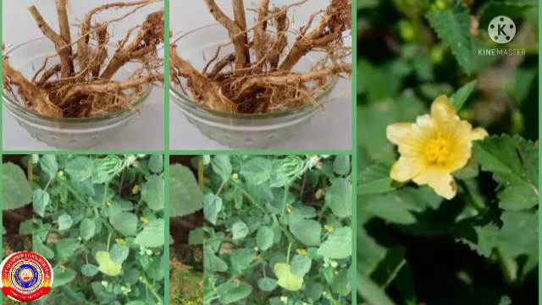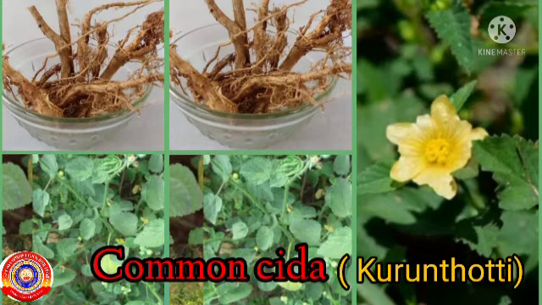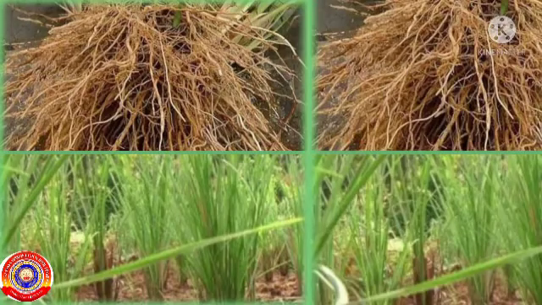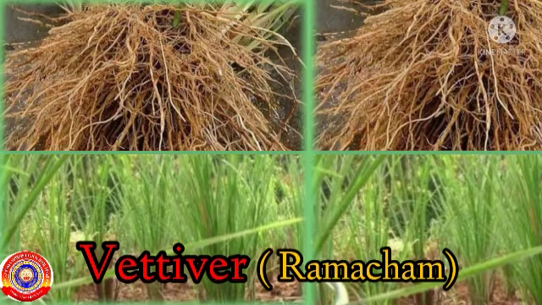Can you identify this plant? Okay, this is common sida. Its another name is kurundoti. The roots of these plants are used for skin disorders and for healing wounds. You know the name of this plant, right? Can you say what is this? Yes, this is vetiver. And its another name is ramacham.